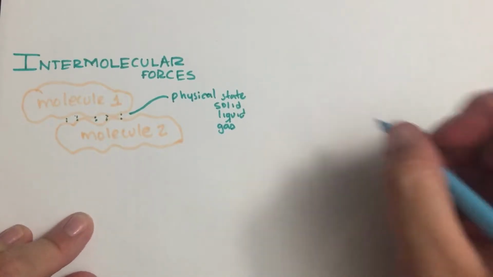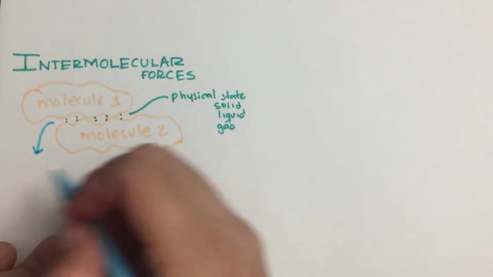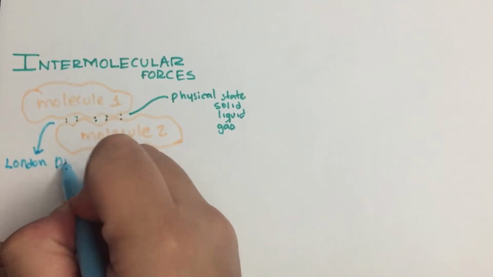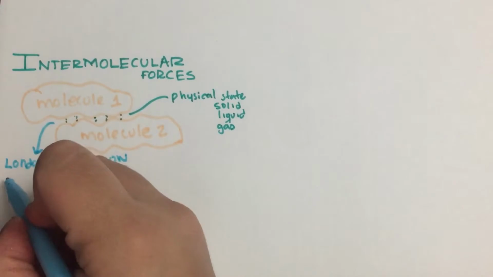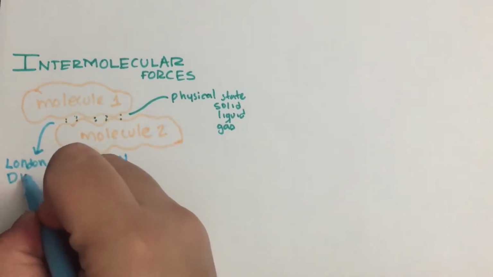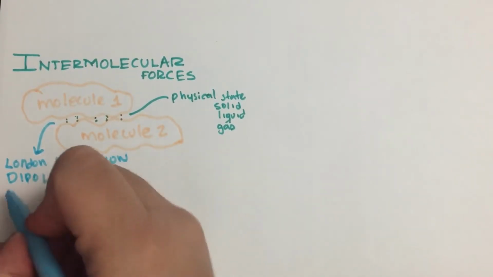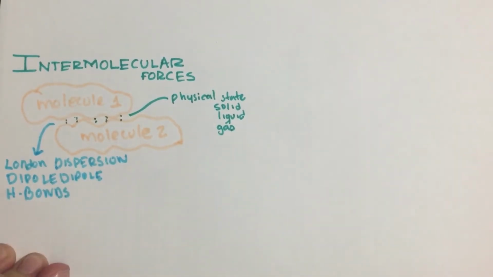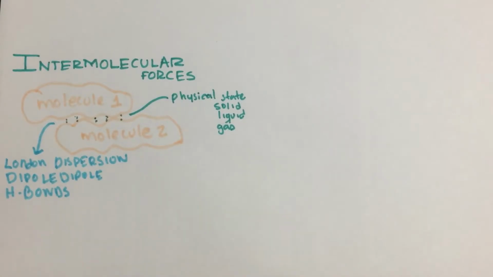So let's go ahead and talk about today 3 different forces: van der Waals forces, which are London dispersion force, okay? Then we have dipole-dipole, and finally we have hydrogen bonding, okay? So how are we going to determine which of the 3 forces is acting? You need to take a look at the inside of the molecule.